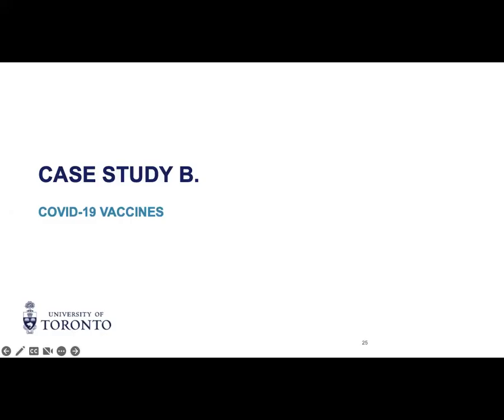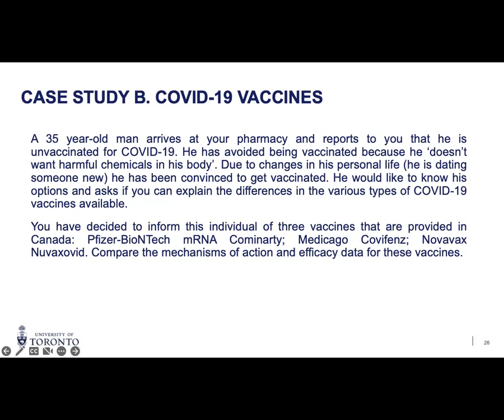So now moving on to case study B, where we look at different COVID-19 vaccines. In this case study, a 35-year-old man arrives at your pharmacy and reports to you that he is unvaccinated for COVID-19. He has avoided being vaccinated because he doesn't want harmful chemicals in his body. Due to changes in his personal life, he's dating someone new. He has been convinced to get vaccinated.